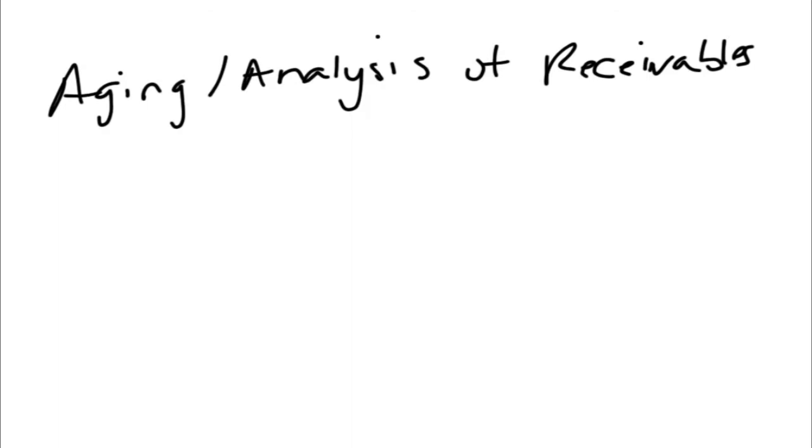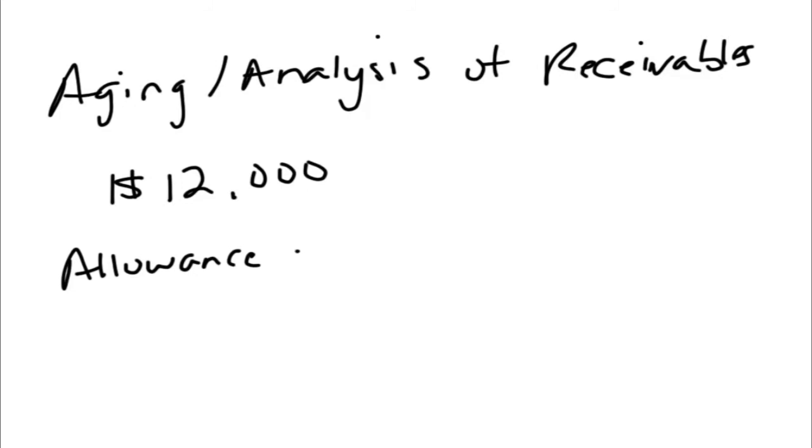I'm not going to recreate one for you here, but that's how you would construct one and how you would use it. So let's say we've done that, we've constructed it, we've got all our categories, we've multiplied them by the percentages, and we have a total. So let's assume our total from that aging schedule is $12,000. That $12,000 is what I want the allowance account to be. So let's say that the allowance account right now, before we adjust, has a balance of $2,300.